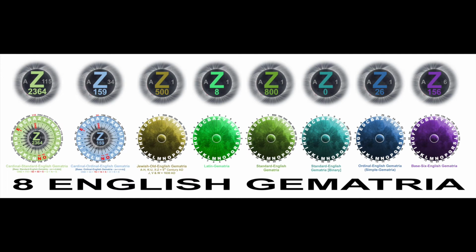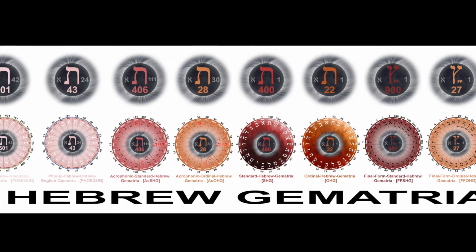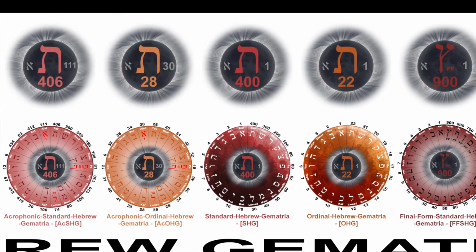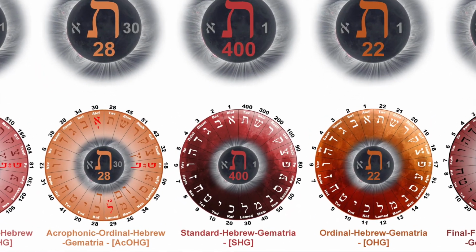The Grand Gematria for English also has 8 different forms, which I have described in detail in my video Diana, Queen of Hearts. First of all, let us look at Standard Hebrew Gematria, or SHG.